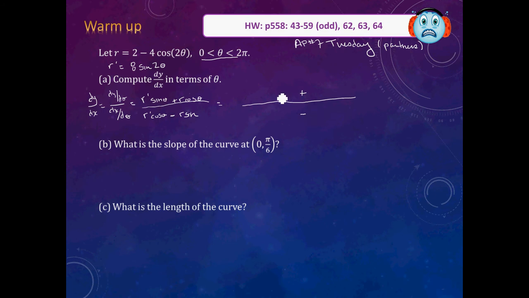Right, and I'm going to put sine theta and cosine theta. Oops, forgot my theta, didn't I? And I'm going to put r prime here. And I'm going to put r here.